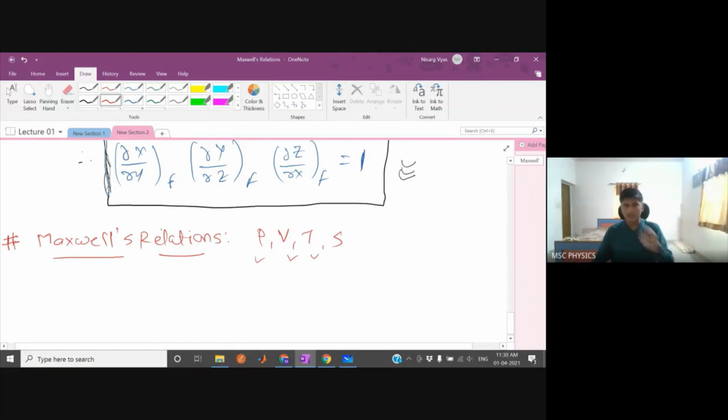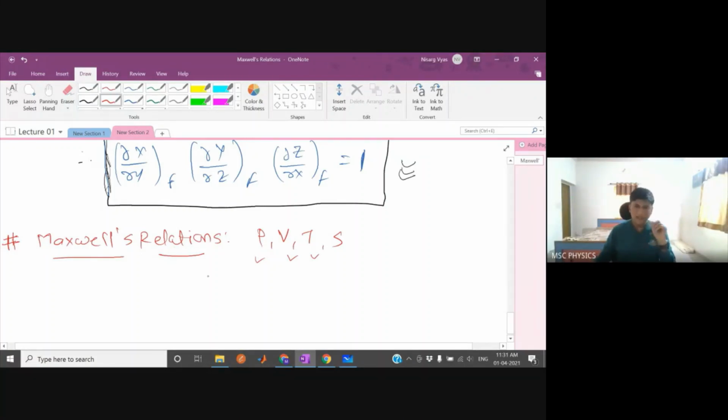It was actually discovered by Maxwell, the same Maxwell whose Maxwell's equations you are studying in electrodynamics. So he is the same Maxwell. These are Maxwell's relations. So let us try to derive the first one of the Maxwell's relations.